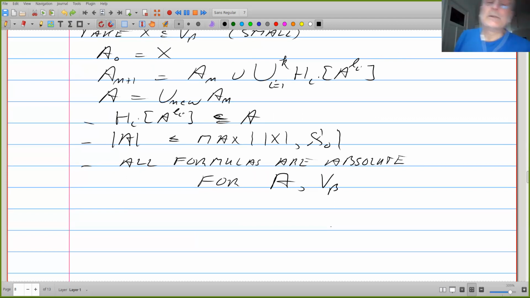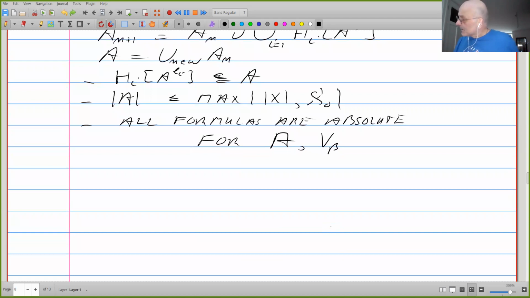So A is countable. Is A transitive? Probably not. But now we do the last thing. And I looked back in the lectures, but I didn't see it.